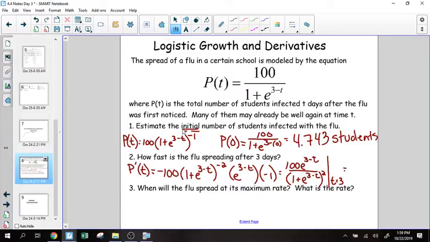$25. I think it's 25. I think when we type 3 into that, we get 25. Now, let's talk about the rate. That is the derivative of our function.